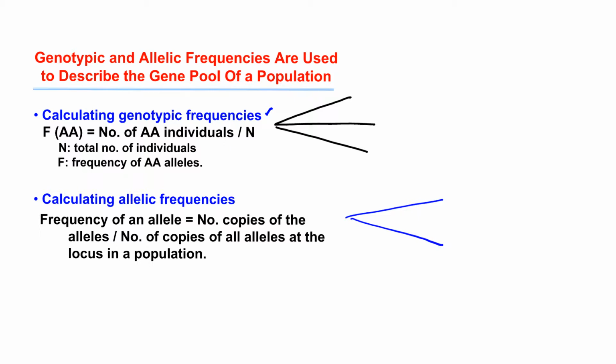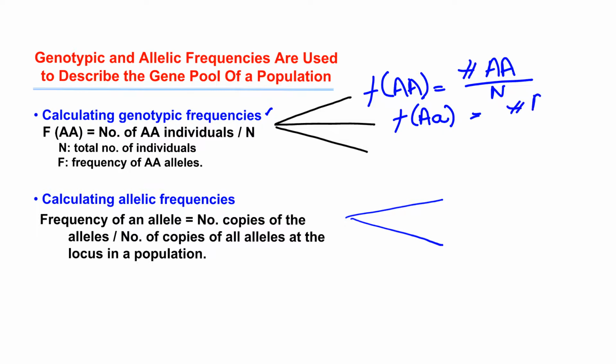For example, if you calculate the frequency of homozygous dominant genotypes, you divide the number of homozygous dominant individuals by the total number of individuals. The same applies if you calculate the frequency of heterozygotes, where you plug in the number of heterozygotes and divide it by the total number, and equally for homozygous recessive. You take the number of homozygous recessive individuals in the population and divide it by the total number. Now, allelic frequencies can be calculated in two ways. They can be calculated from the numbers of the genotypes or the frequencies of the genotypes.